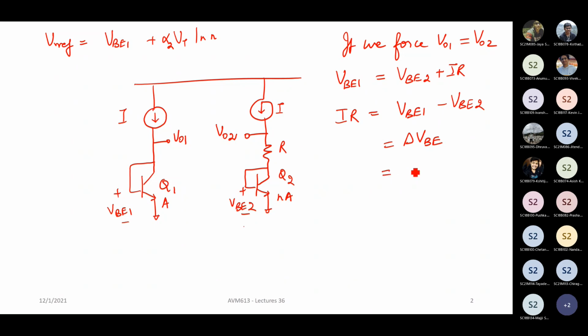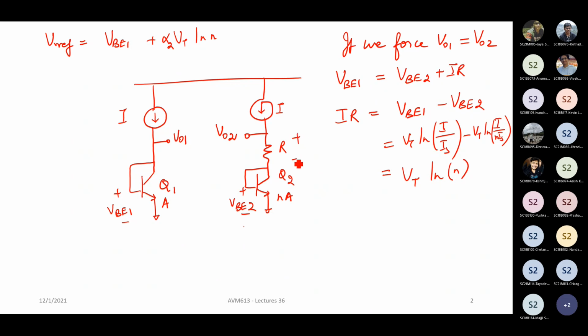So here you can basically write this to be what? This is nothing but VBE1 can be written as what? Vt natural logarithm of I divided by Is, minus Vt natural logarithm of I divided by n times Is, because it's a larger transistor. Now what will you get as you do this? You'll basically get Vt natural logarithm of n, right?